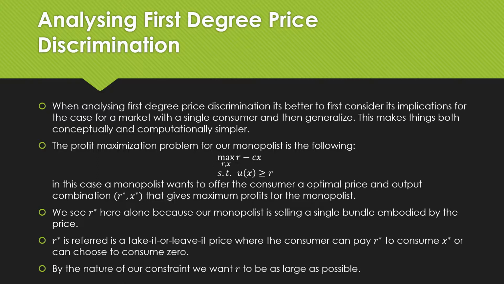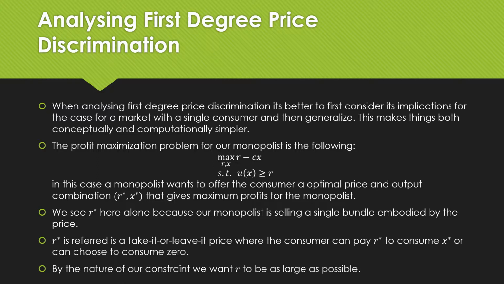The profit maximization problem for our monopolist is the following, where he must choose to maximize his profit function subject to this constraint here. In this case, the monopolist wants to offer the consumer an optimal price and output combination, R star and X star, that gives maximum profits to the monopolist. We see that R star is here alone because the monopolist is selling a single bundle embodied by this price, because by first degree price discrimination, you're giving a whole unique price for each unit. So R here is on its own. R star is referred to as the take it or leave it price, where the consumer can pay R star to consume X star, or they can choose to consume nothing.